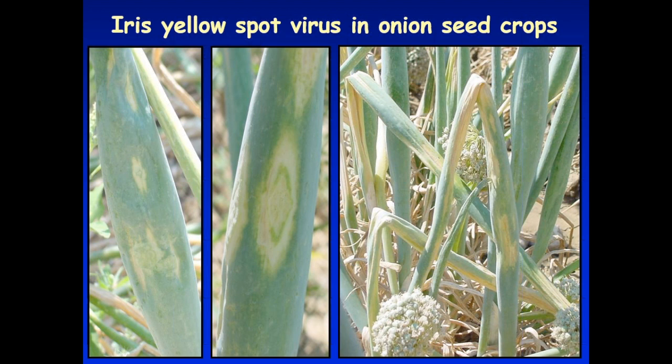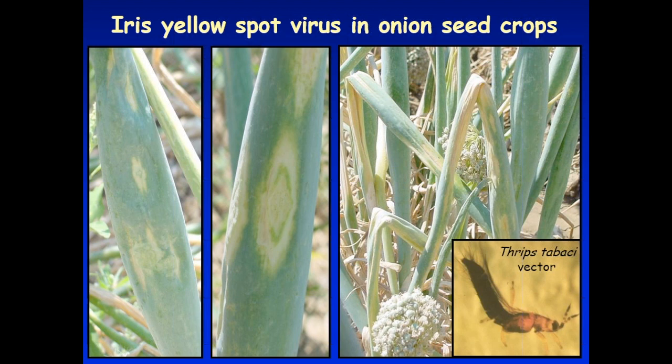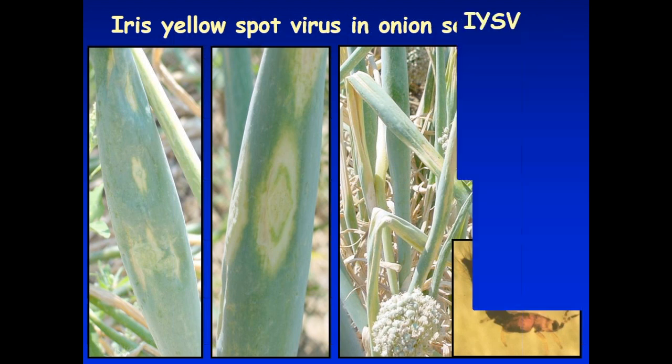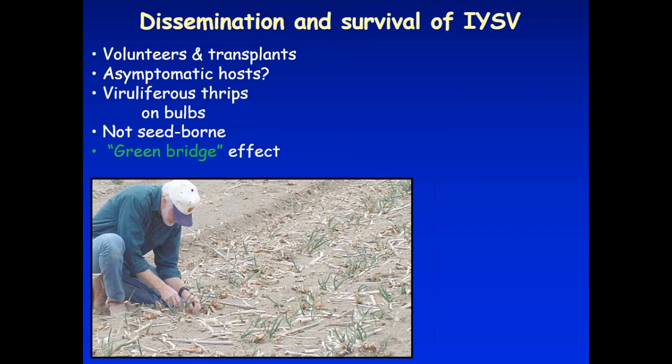One of the problems with this virus is that even though it's not seed-borne, it is thrips-borne. So there's a picture in the bottom of onion thrips. Thrips tabaci is the vector for this virus. And we all know how difficult thrips are to control if you're growing in a dry, warm environment, particularly like Central Washington, Central Oregon. And this is the reason the virus has become very problematic.